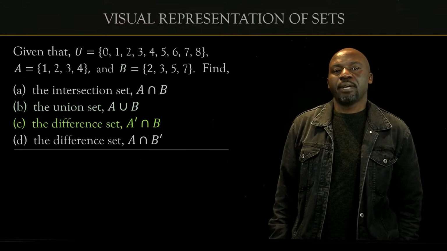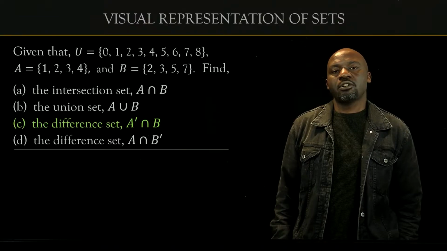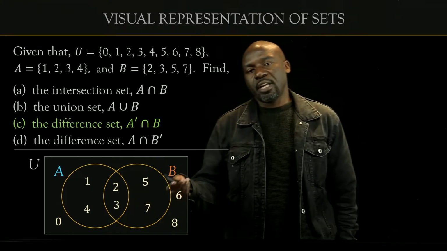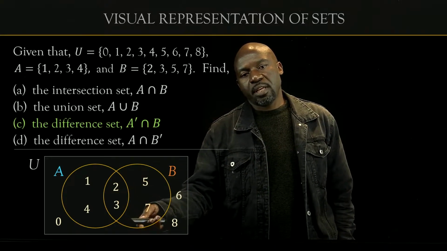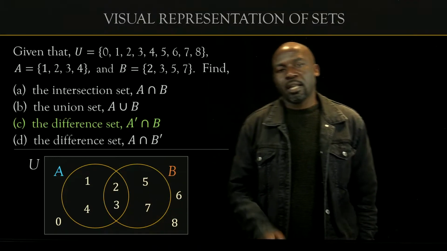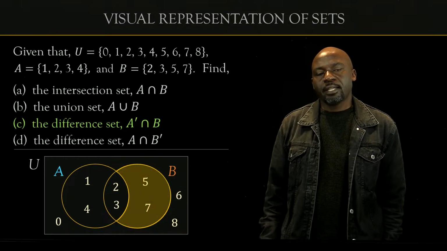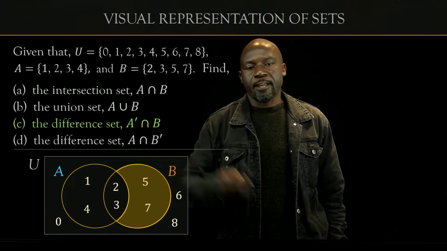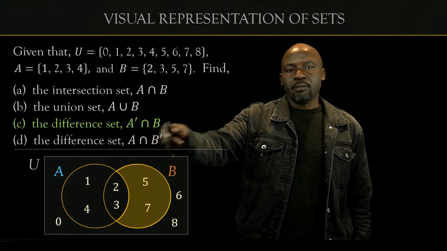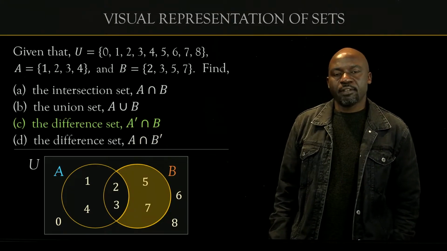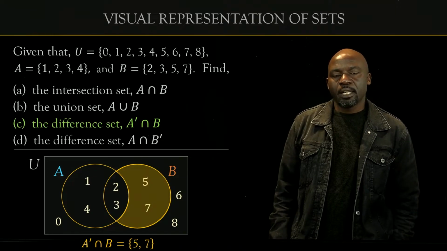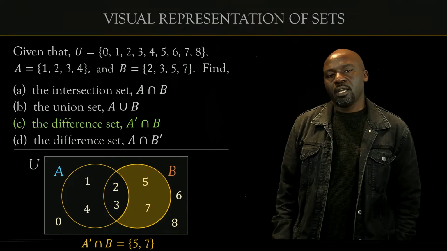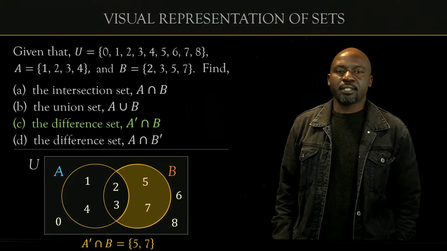Okay, what about part C? We want to find the elements that fall in B but not in A. So they are inside B, but they are not inside A. So inside B, but not A, that would be this moon crescent region here. I will shade that. That is the set B, not A. So in B but not in A, or not in A and in B. That set contains 5 and 7. We can list that. The set A complement intersection B contains the elements 5 and 7.